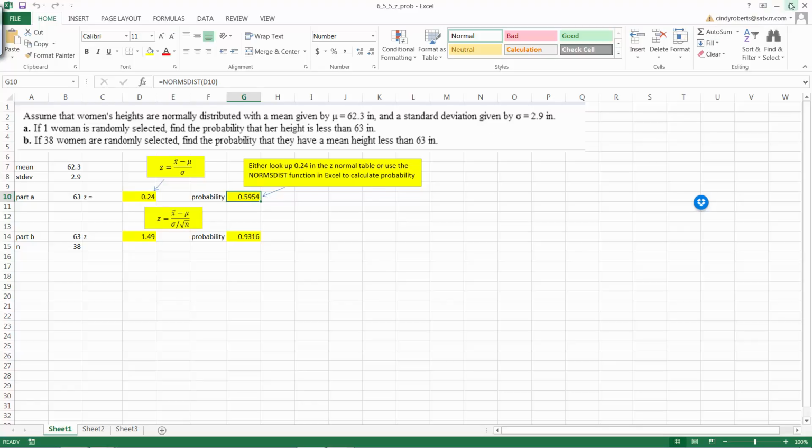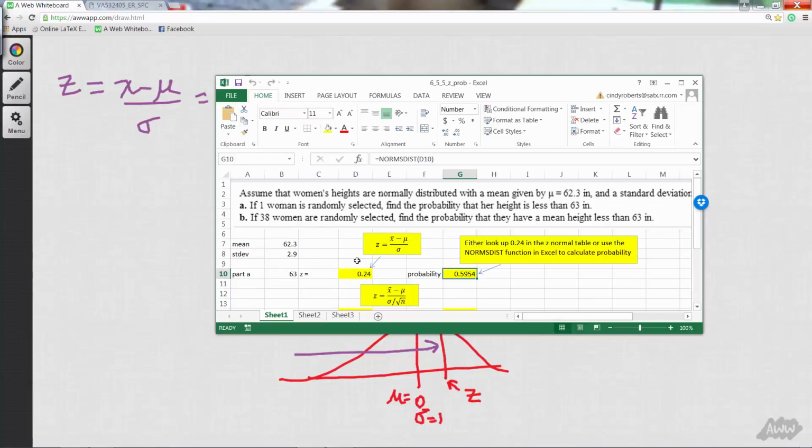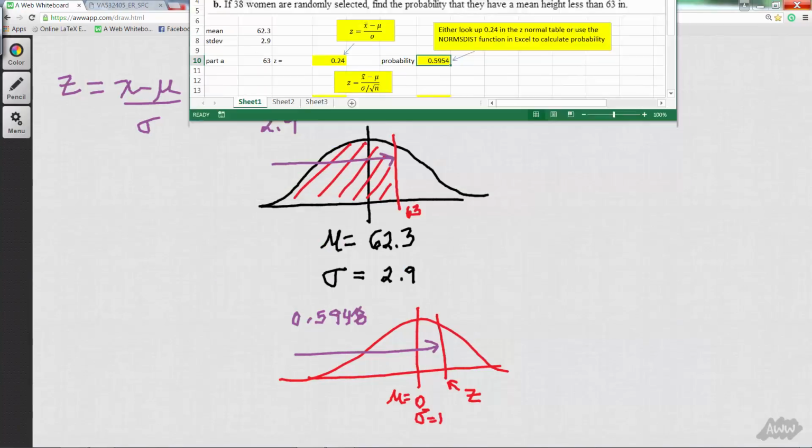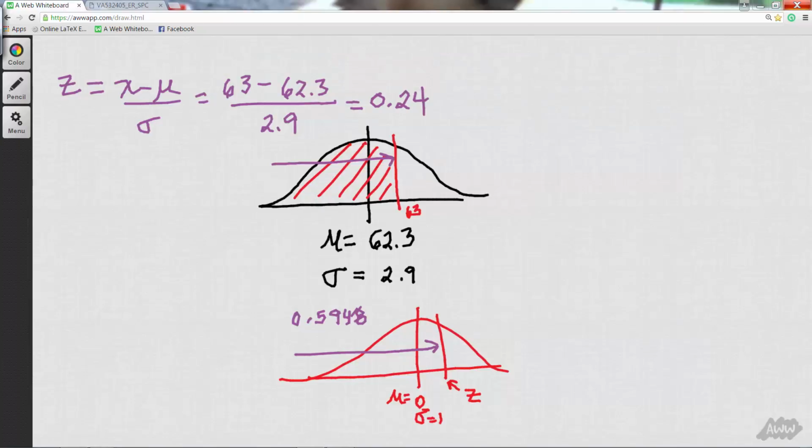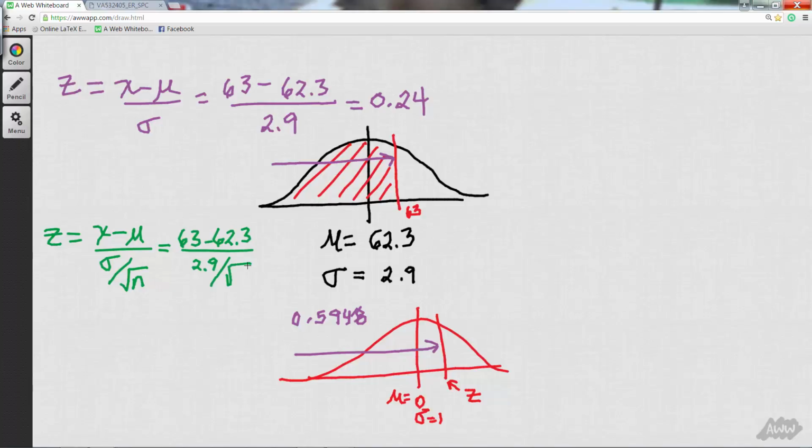So the second part of this question, the only thing that changes is it says if 38 women are randomly selected. When you're given a sample size like that, the only thing that changes in your formula is that now you divide by the square root of the sample size. So in this case, we're going to have 63 minus 62.3 all over 2.9 over the square root of, what was our sample size, 38.